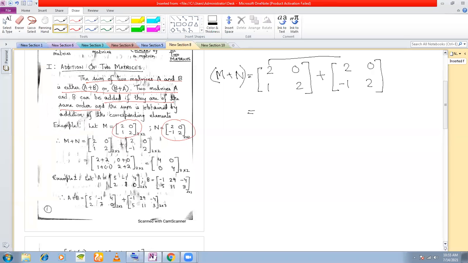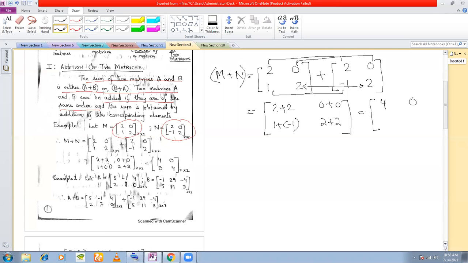You add the corresponding elements. So 2 plus 2, you add these two. 0 plus 0, you add these two. 1 plus minus 1. Okay, and you add these two, 2 plus 2. So M plus N, the resulting matrix that you are getting, is 4, 0, 0, 4.